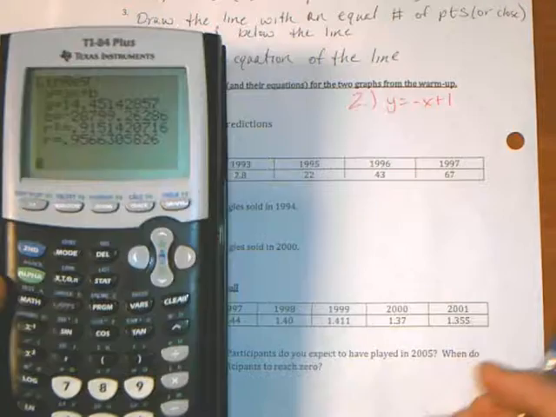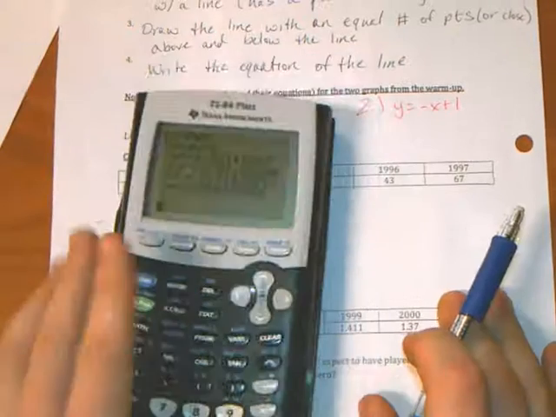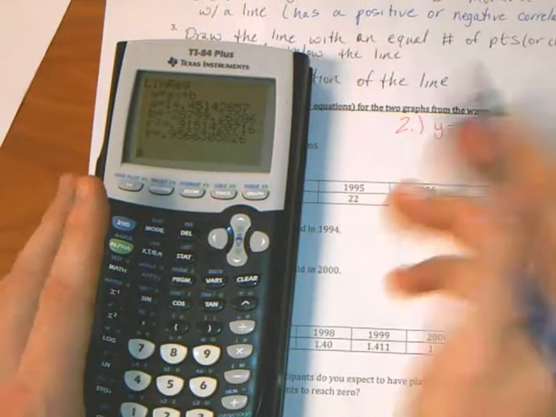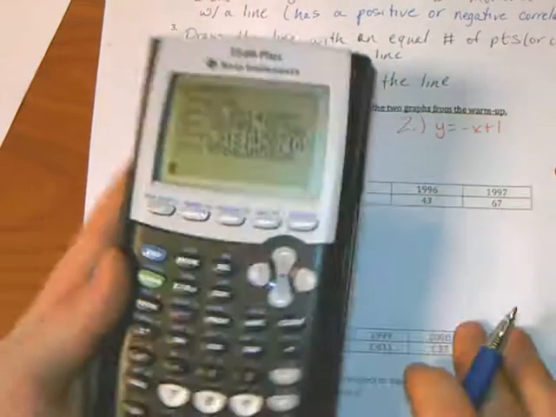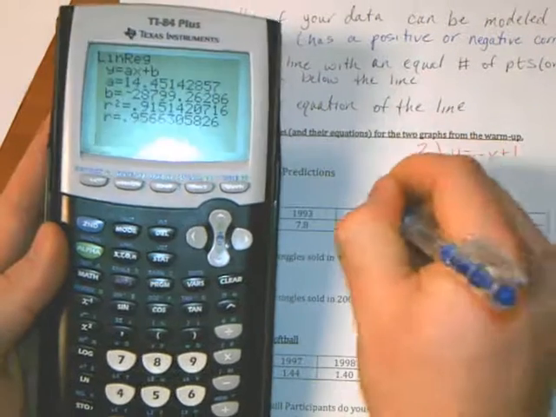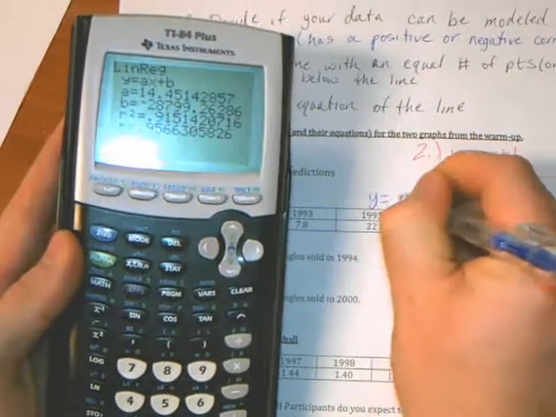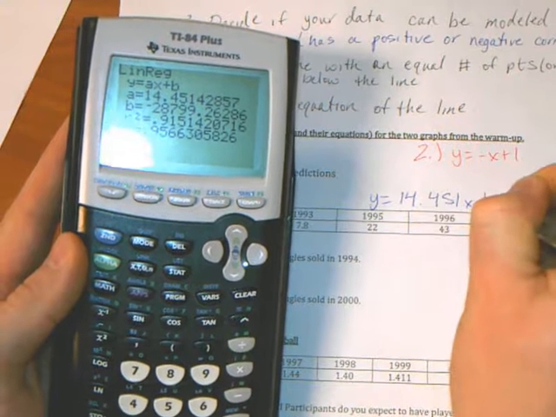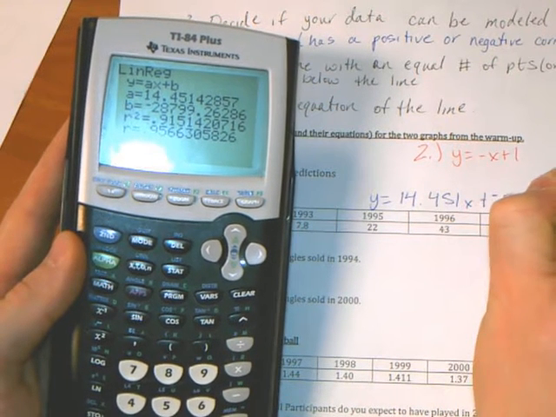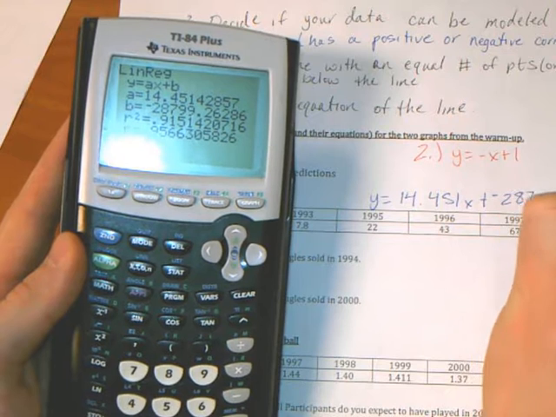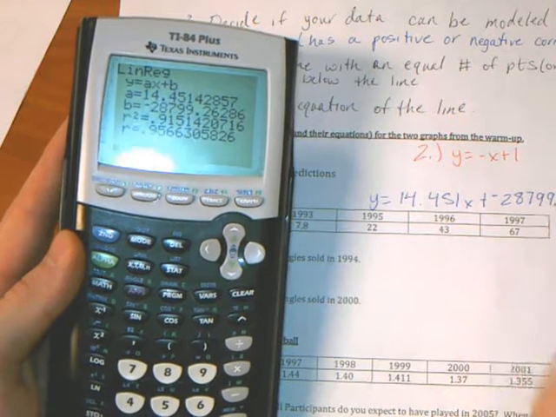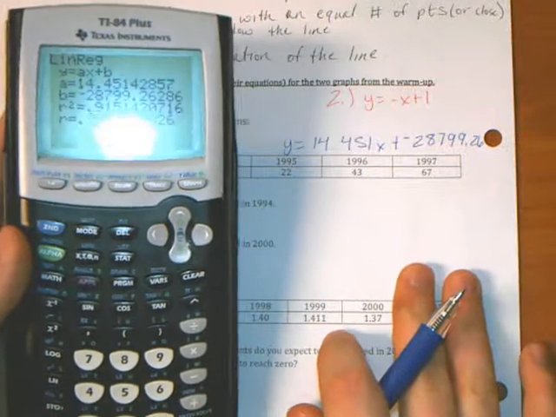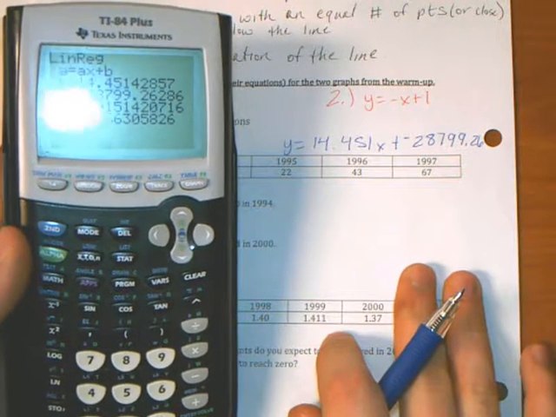So we take our equation right from the calculator. What's interpolate and extrapolate? That's a great question. Our equation, at least according to my calculator, is y equals a, which is 14.451, times x, plus b, which is a negative 28799.26. Something like that. I love calculators. They make it easy.